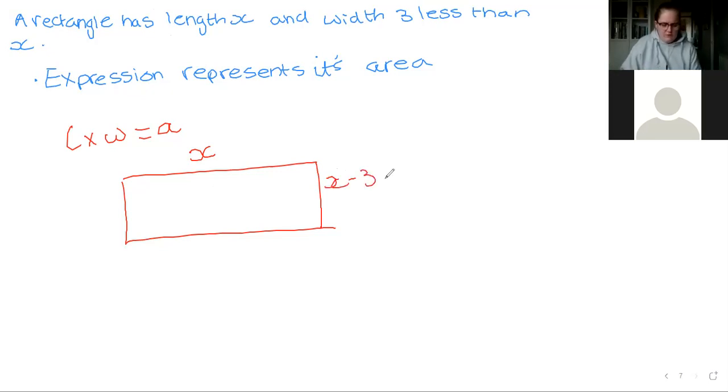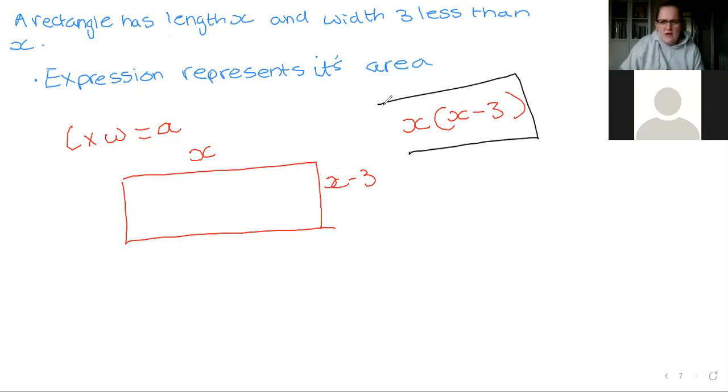So what would this look like if we wrote it out? Well, we know that it's going to be x, and we're going to multiply x by x minus 3. So this would be our expression, and it's as simple as that. Our expression is x times by x minus 3. And that would be our expression for our rectangle that has a length of x and its width is 3 less than x. I'm going to go through another example with you now.